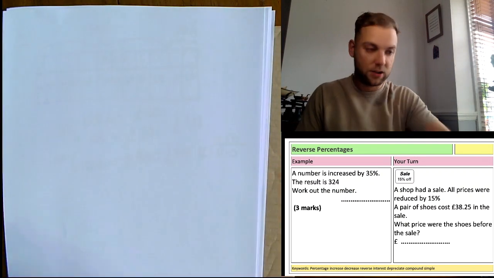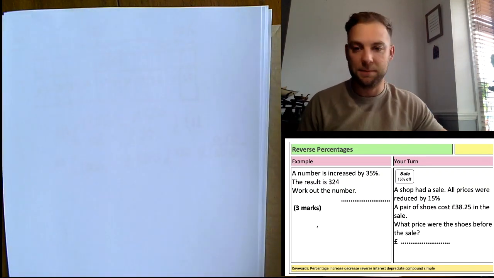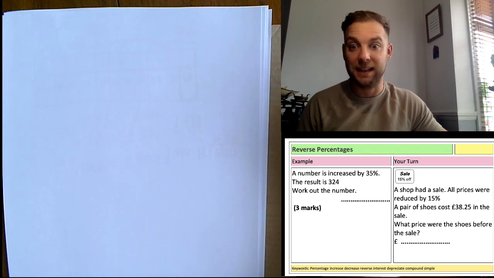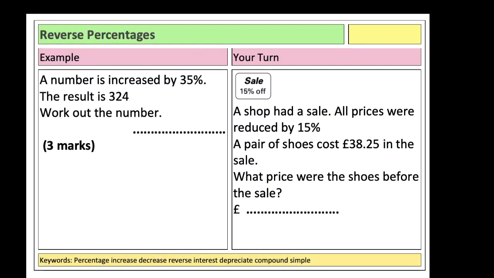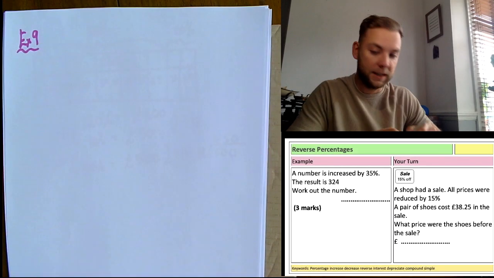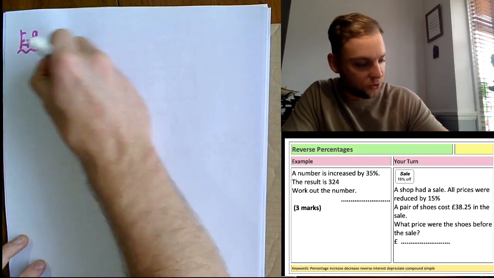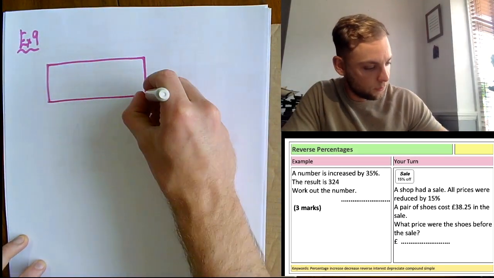Okay, so example 9, let's make it big so you can get it in your book. Remember to get your notes down. Remember the only way to learn maths is to do it. So this one here is example 9. A number is increased by 35%. The result is equal to 324. Work out the number. So I'm going to draw the bar just so you can see the starting point.